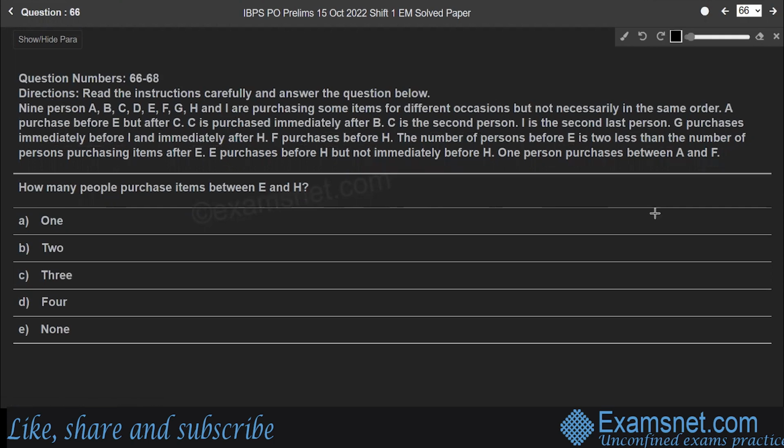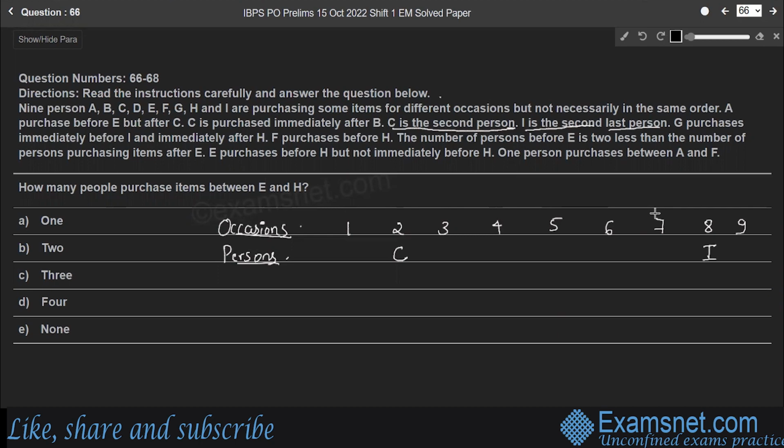So let us consider these points one by one. Here there are 9 persons purchasing some items for 9 different occasions, so we'll consider them as first, second, third, fourth, fifth, sixth, seventh, eighth, and ninth occasions. Here the first point is, C is the second person. And I is the second last person. That means last but one person is I.